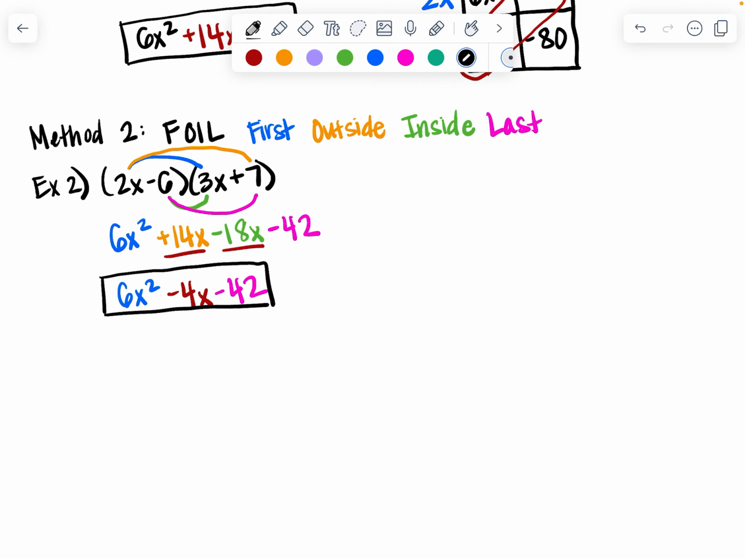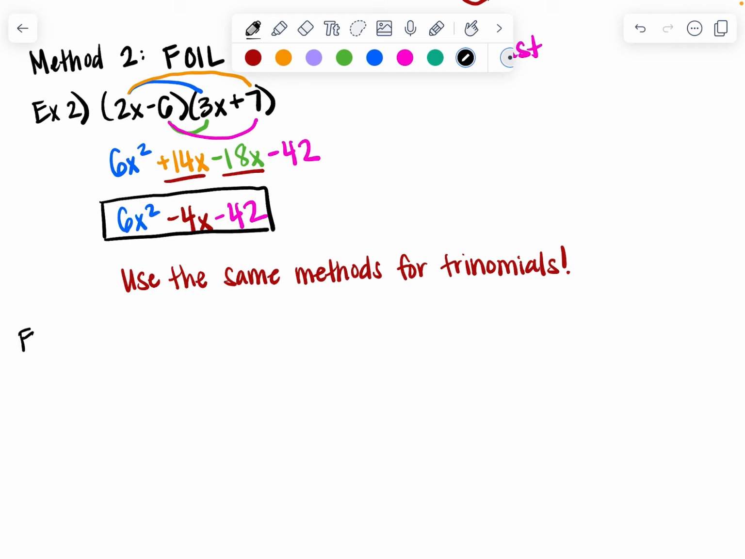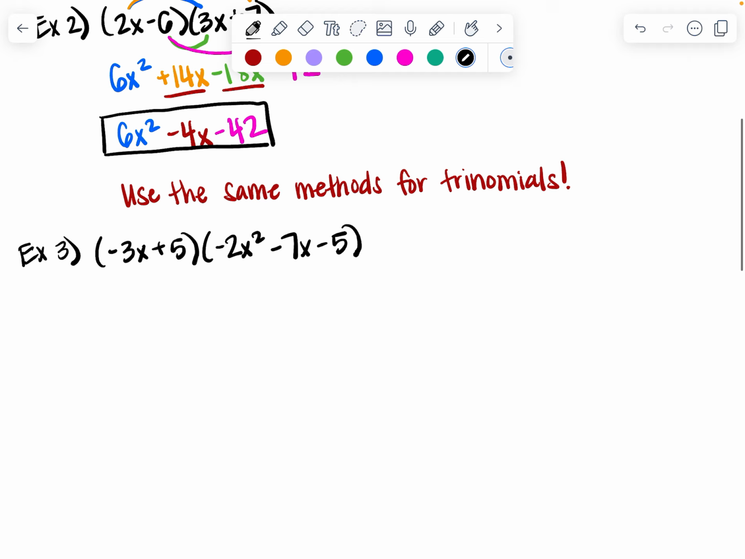We can use the same methods if we want to multiply trinomials. So let's do a binomial multiplied by a trinomial. First I'll do the box method. We're going to need a 2 by 3 box this time.